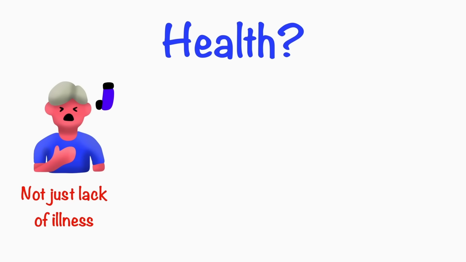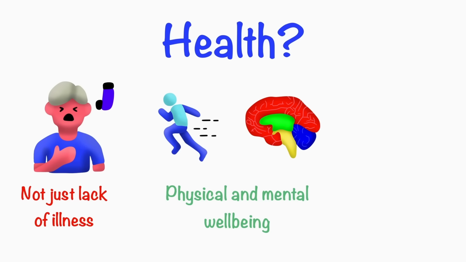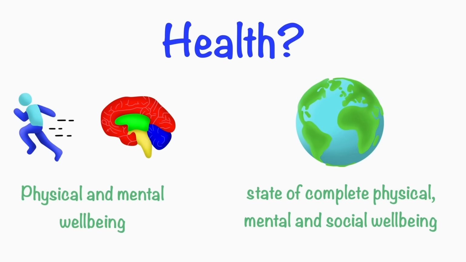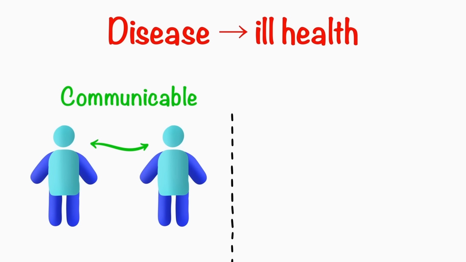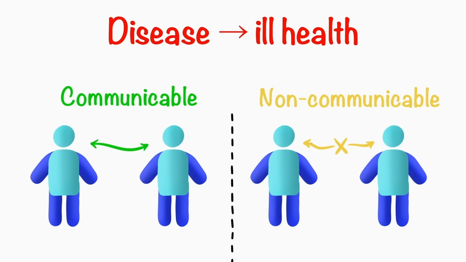So, what is health? Health isn't just about not being ill, it's about feeling good physically and mentally. The World Health Organization defines health as a state of complete physical, mental, and social well being. Diseases are a major cause of ill health. A disease is any condition that stops the body from working normally. Diseases can be split into two main types: communicable and non communicable.